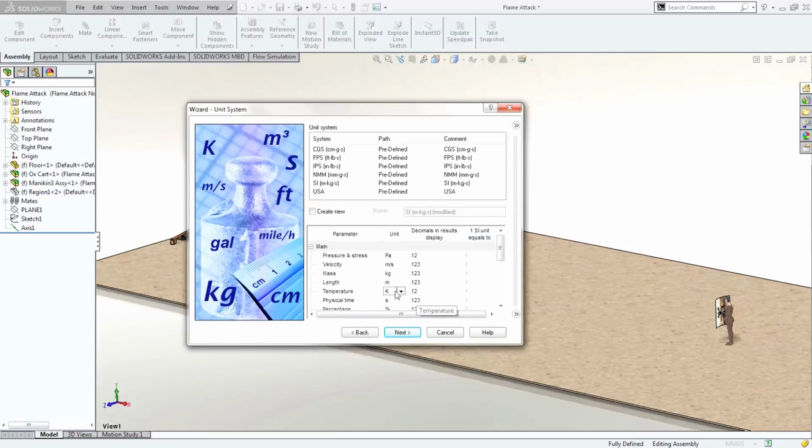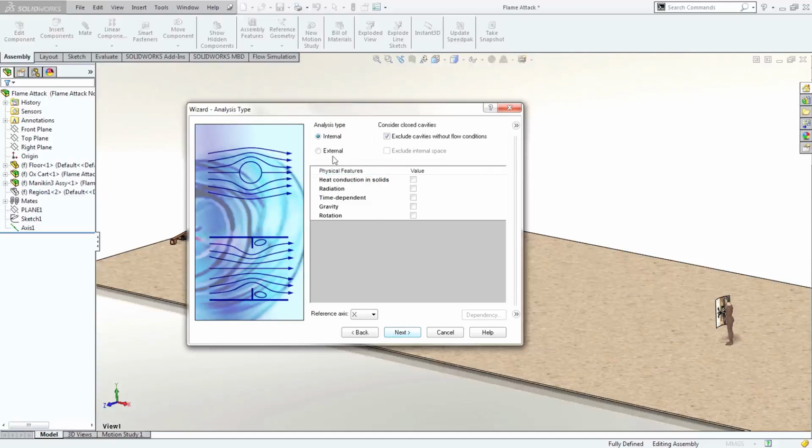Johnny finds the setup of his analysis in SOLIDWORKS Flow Simulation simple and straightforward. Johnny sets up the problem as an external flow analysis, excluding all internal cavities to speed up the solution. As he is dealing with dragonfire, heat is important in this analysis, and so he includes heat conduction in solids.